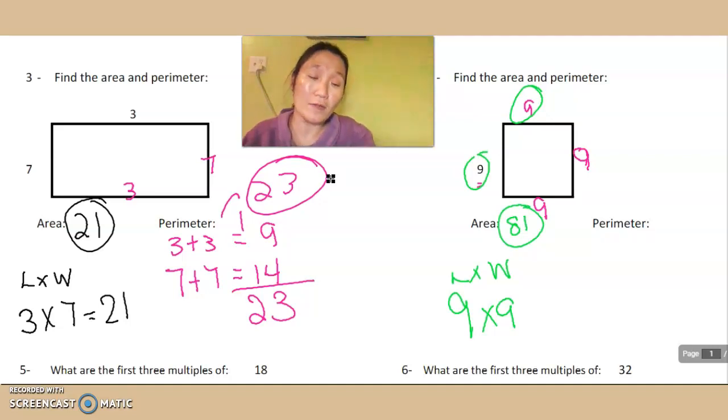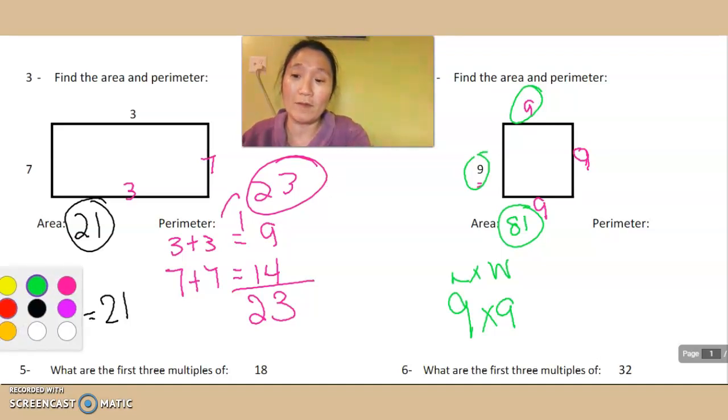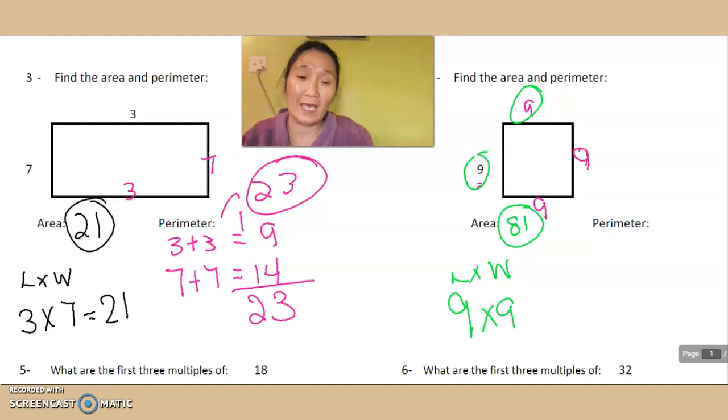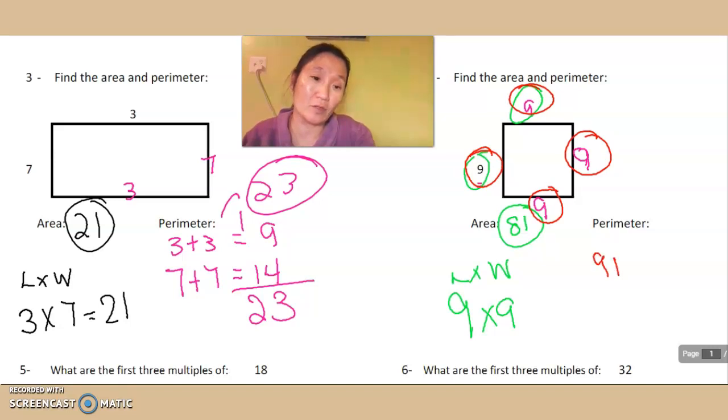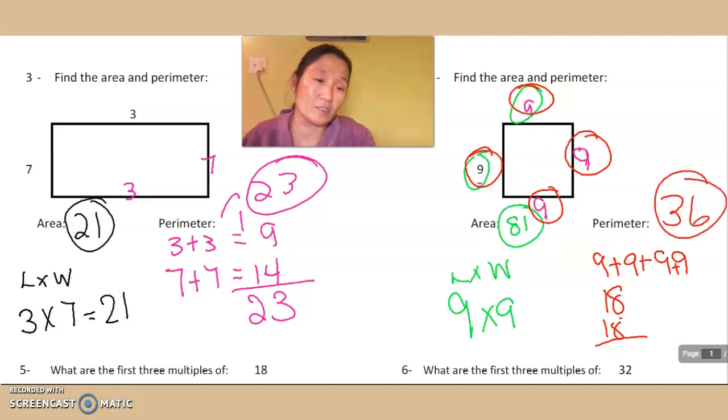So now our perimeter is going to be adding up all the sides. So our perimeter, if we're looking at it, is going to be this plus this plus this plus this. So perimeter is 9 plus 9 plus 9 plus 9. So 9 plus 9 is 18. 18 plus 18 is 36. So our perimeter is 36 because 9 plus 9 is 18, 18 plus 18 is 36.